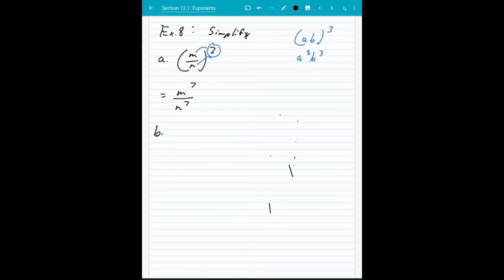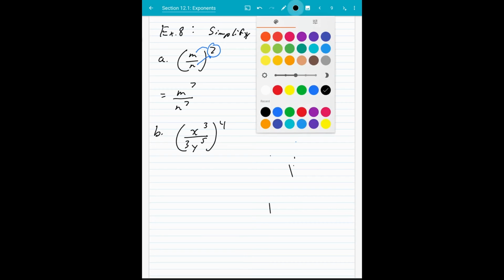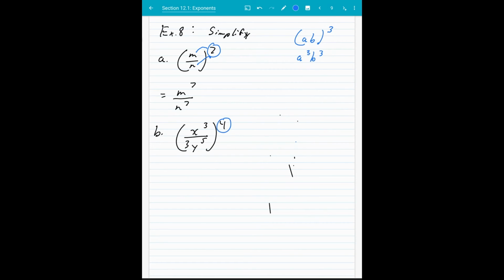If we look at b, this one says x to the 3rd over 3y to the 5th, to the 4th power. We're going to distribute that 4 to this number and everything on the bottom. So it has to go to the exponent here, and it has to go to the exponent here. We have to multiply that exponent with every other exponent on the inside. So this would become x to the 12th over 3 to the 4th, y to the 20th.